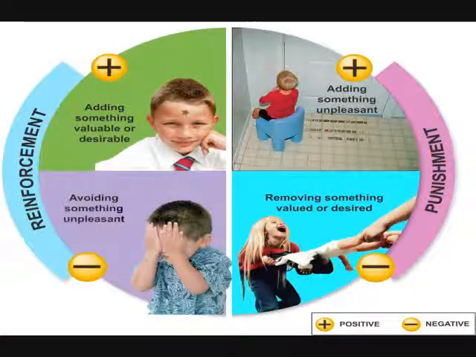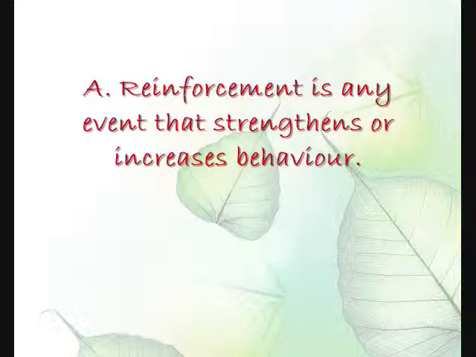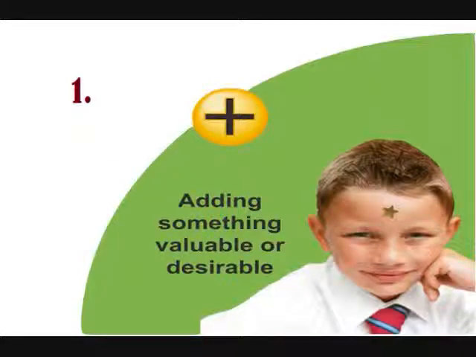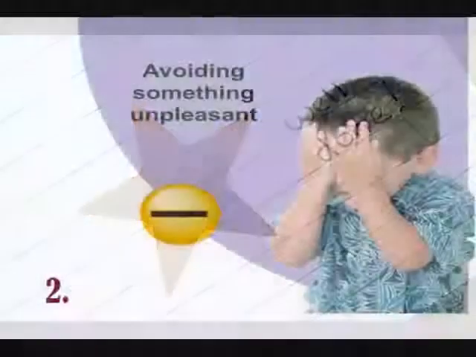We can find examples of operant conditioning all around us. A. Reinforcement is any event that strengthens or increases behavior. There are two kinds of reinforcers. 1. Positive reinforcers are pleasant events, outcomes, or rewards that follow after an operant response or behavior. In this picture, the child is rewarded with a star for a well-written paper.